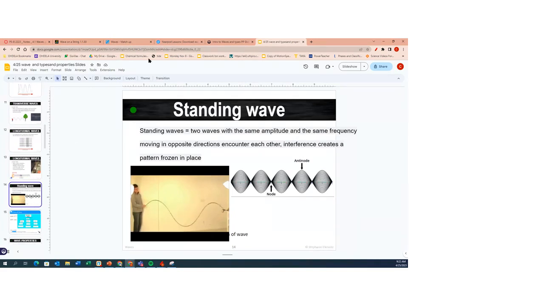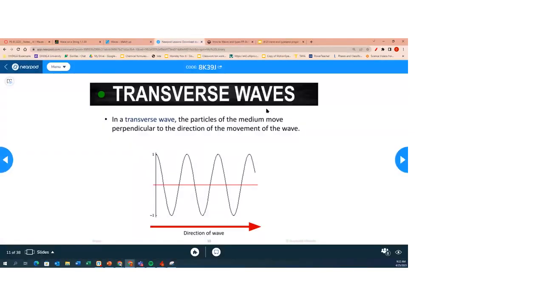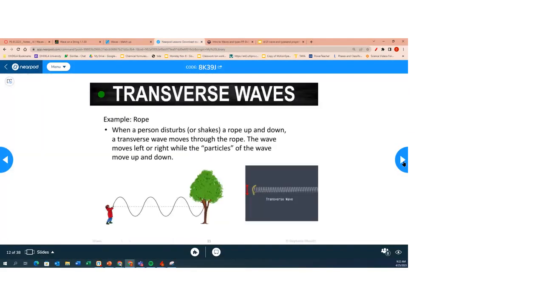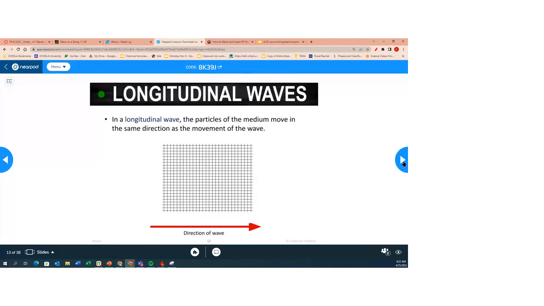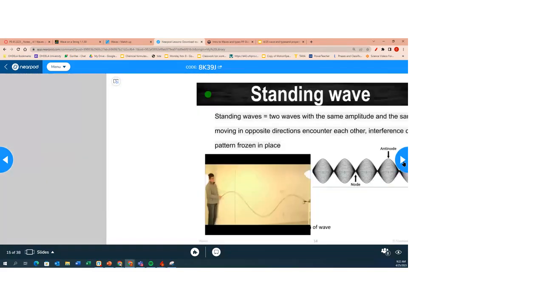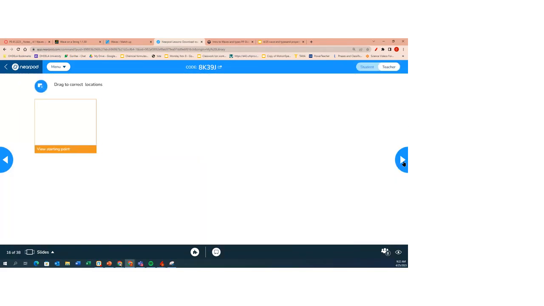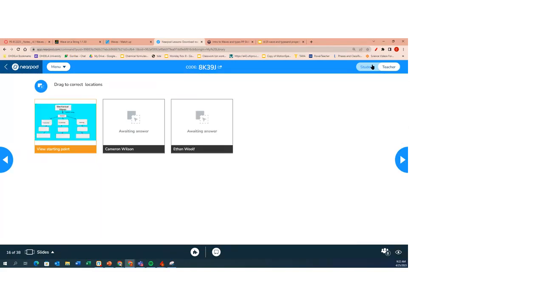All right, so let's do this particular one here. Let's go on to the Nearpod one. All right, so let's see if we can. All right, so let's do this one right here.